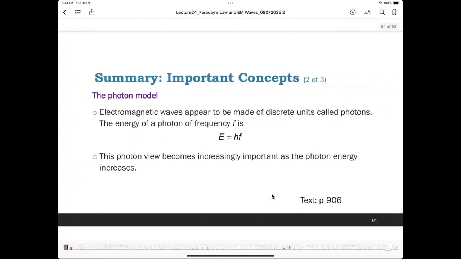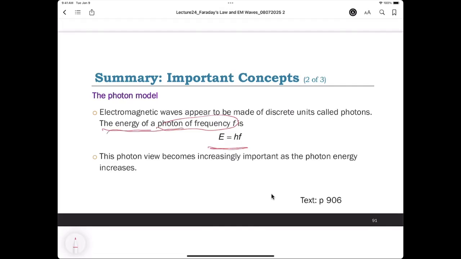Okay, and we also talk about the photon model in today's class. The electromagnetic waves appear to be made of discrete units called photons. If the photon has frequency f, the energy of the photon is hf, where h is just a constant. And this photon view becomes increasingly important as the photon energy increases.